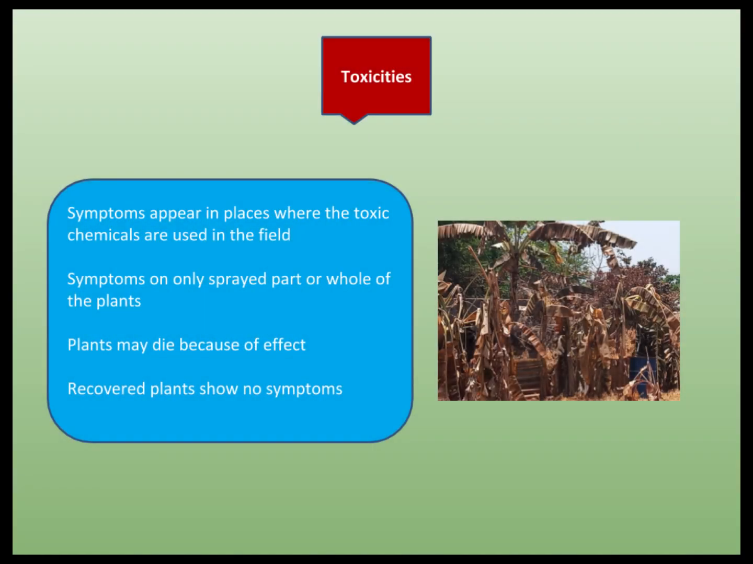If symptoms are due to excess application of any chemical, including nutrients, then the symptoms appear in places where the toxic chemicals are used in the field, and symptoms are seen only on sprayed parts or whole of the plants. It does not spread to other parts of the plant or in the field. Plants may die because of toxic effect. If plants recover from toxicity, then the recovered plants do not show any symptoms.